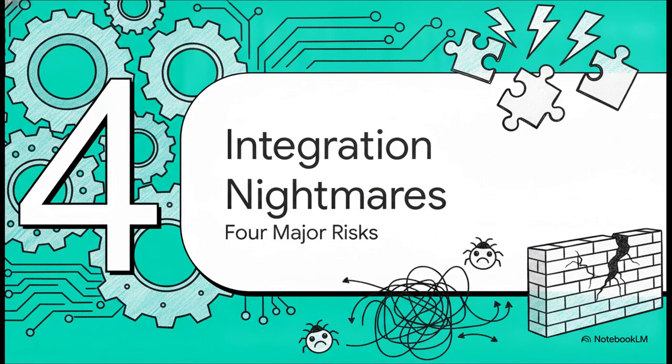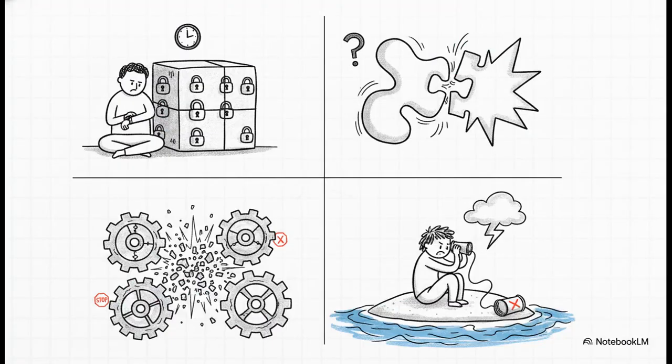Which brings us to Section 4, the 4 integration nightmares. Two researchers, Bohm and Apts, identified 4 major integration nightmares, and these are risks you absolutely must memorize. First up, lack of control over functionality. If the off-the-shelf system has a bug or just performs poorly, you can't just go in and fix the source code. You're stuck waiting for the vendor.